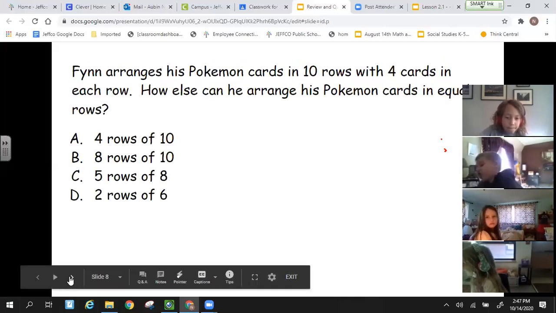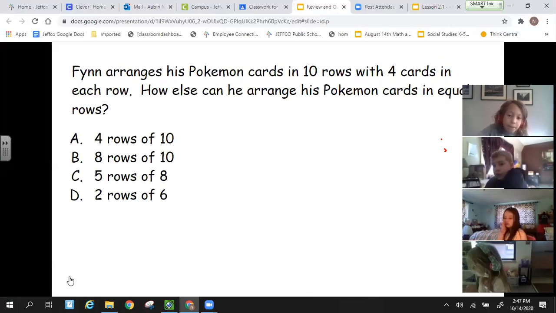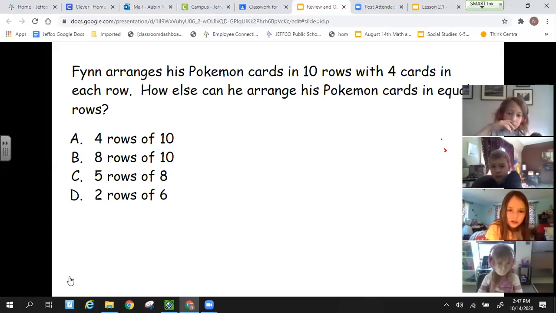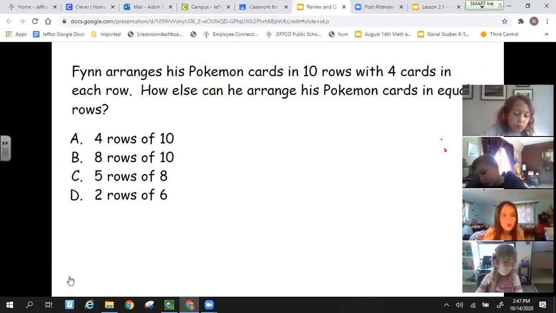Oh, this is always my favorite one, Mrs. Harrison, because it's not in our teaching at all. Finn arranges his Pokemon cards in 10 rows with 4 cards in each row. So this one you've got to listen to. This is taking your knowledge and applying it to a new situation.